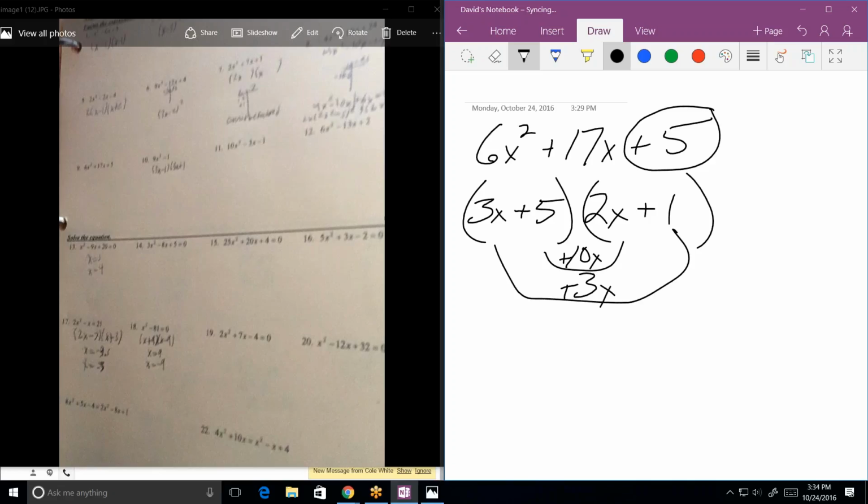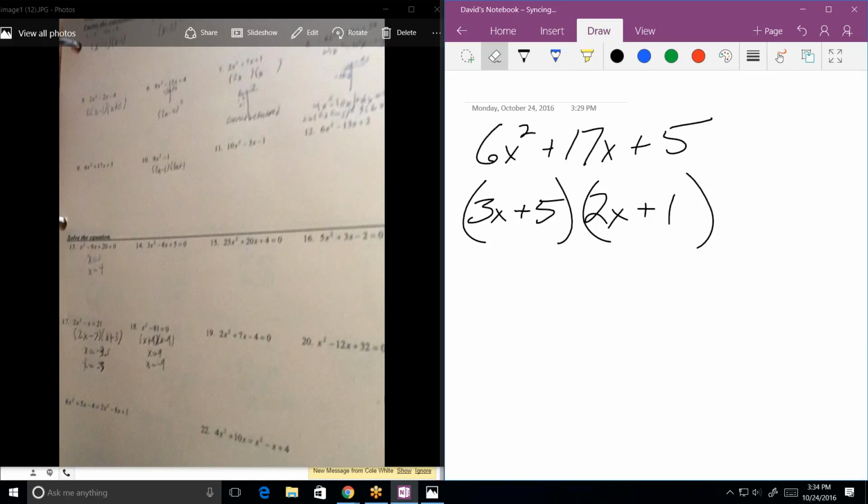So I have to try the other. The only other alternative is 1 and 5. And if that doesn't work, then I got to go back and change this to 6x and x. In other words, you have to try all the possibilities.